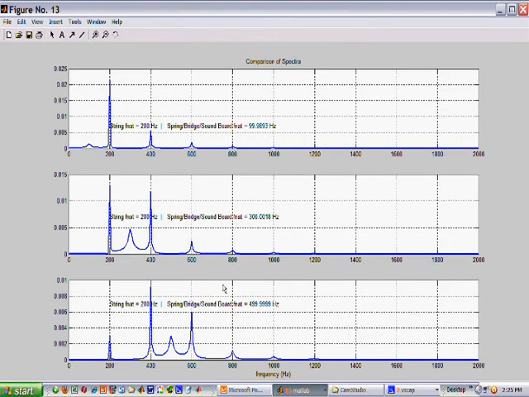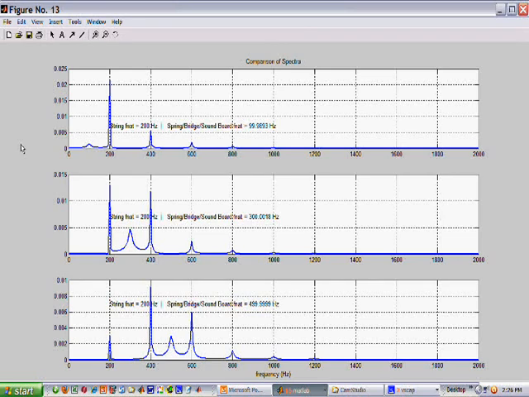Now here is a picture of the 3 spectra for the three different cases, 100, 300, and 500. And while we're looking at that, I'm going to play the sounds of the soundboard. In other words, the sounds associated with the pictures we showed earlier of the movement of the soundboards.